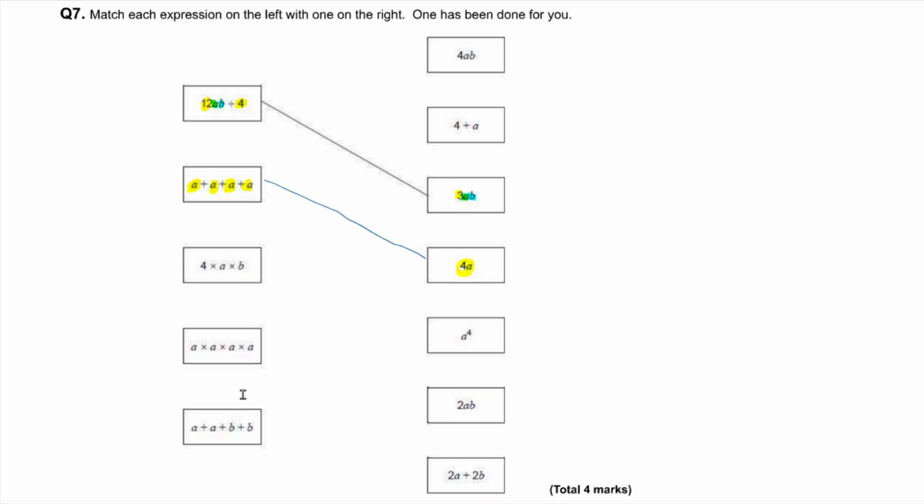4 times a times b. These are all different things, aren't they? I've got a 4, which is a number. I've got an a, which is an a, and I've got a b, which is a b. So they all just end up being pushed up against each other. It's going to be that one up there. A times a times a times a. When you times it by itself, you square it. Times it 3 times, it's cubed. Times it 4 times, that's a to the power 4, isn't it? It's that one. And a plus a plus b plus b. I've got two terms in a that I can add together. I've got two terms in b that I can add together. So a plus a is 2a, b plus b is 2b. So that is 2a plus 2b, that one.